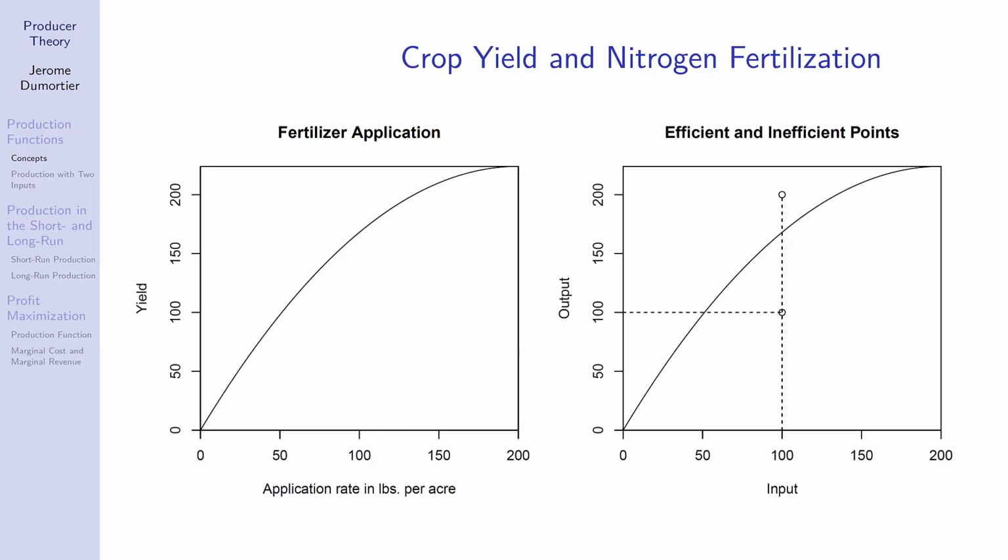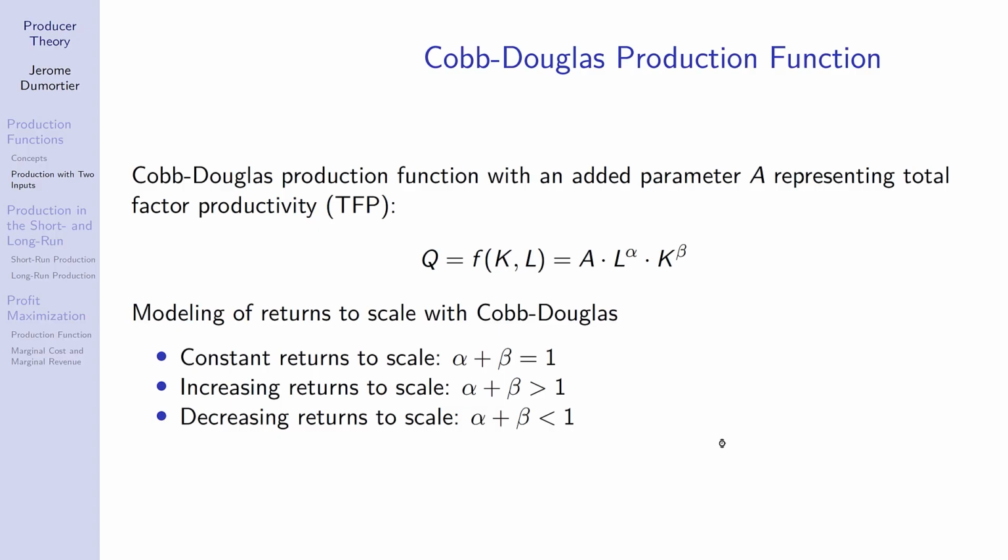One of the most commonly used production functions in economics is the Cobb-Douglas function. It has the form that you see here. You have Q as the output, and you have labor denoted N here as the input, and also capital. Alpha and beta are parameters, and we will show the importance of those parameters in a bit.